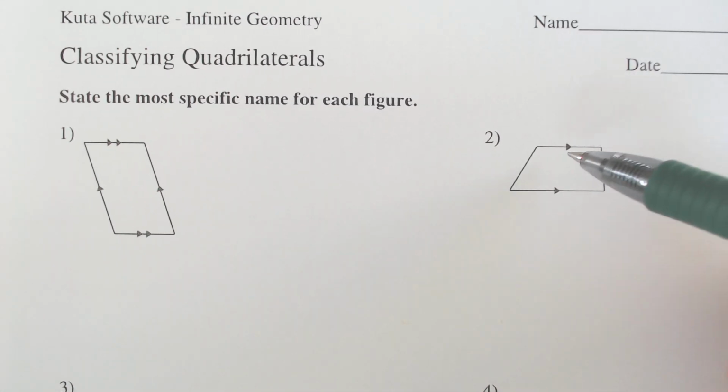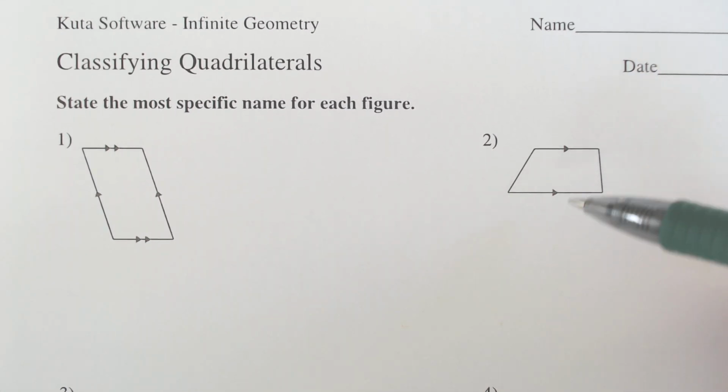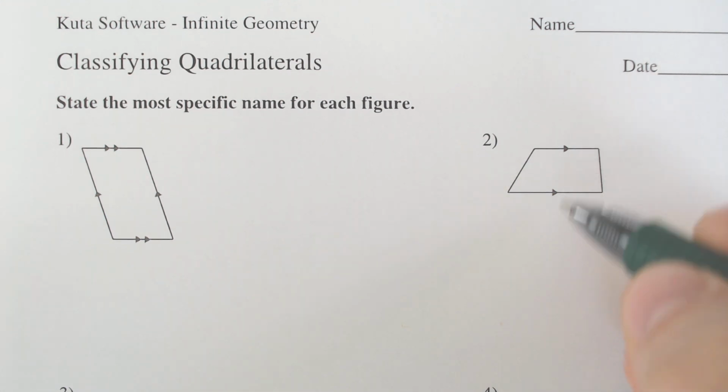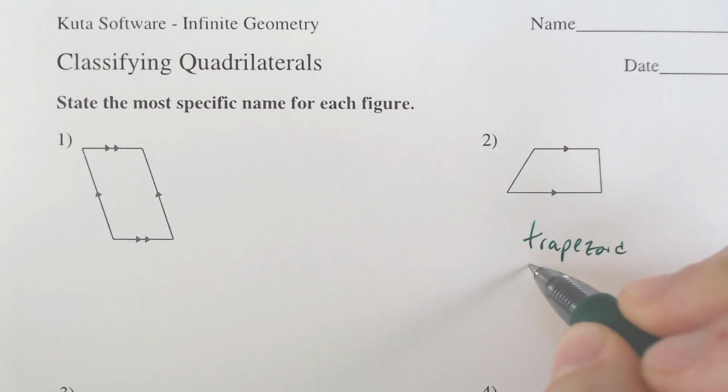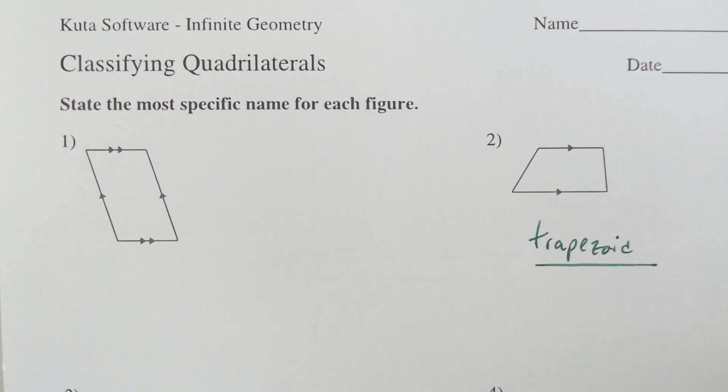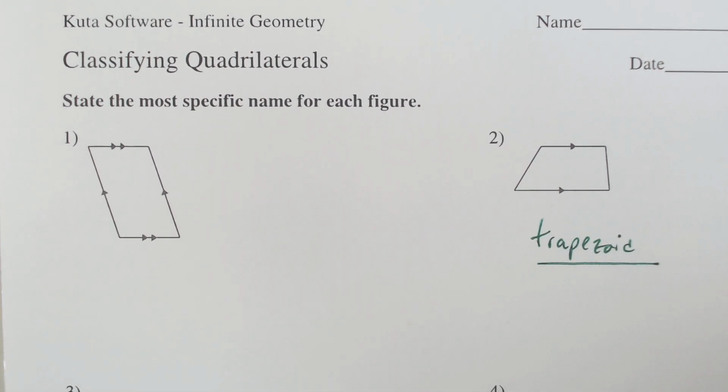All right, so for number 2, the only thing we have is two parallel sides, which means that the only thing it can be is a trapezoid. Okay, so by definition, a trapezoid has two parallel sides, and that's all it really has for definition.